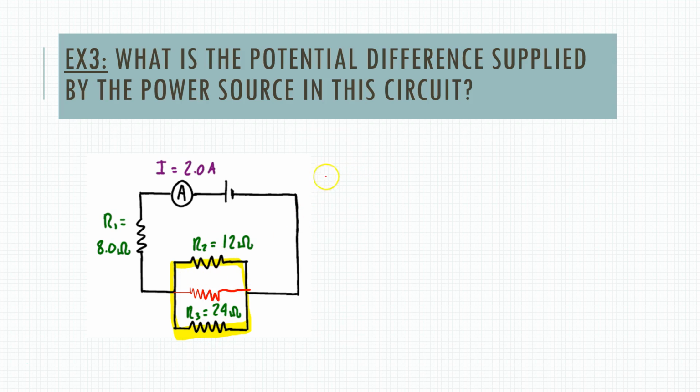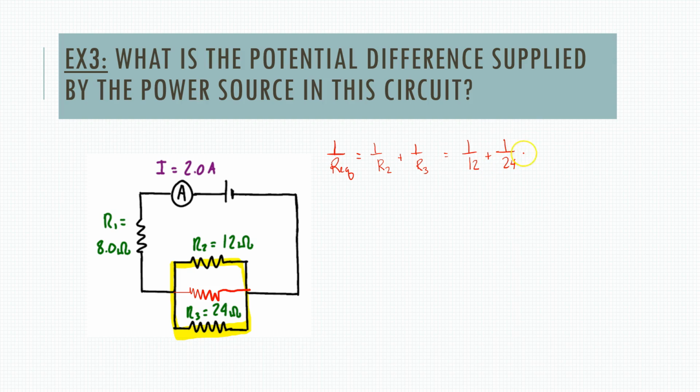So how I'm going to do that is I'm going to find the total resistance of this little yellow part of the circuit. Well, since it's wired in parallel, the equation for that is going to be 1 over the equivalent resistance is equal to 1 over R2 plus 1 over R3. Then we are going to take our resistances. That's going to be 1 over 12 plus 1 over 24.